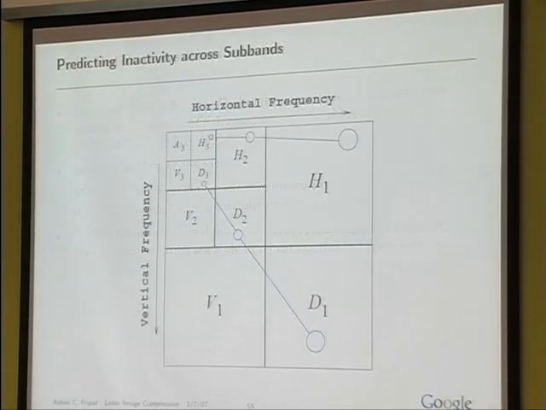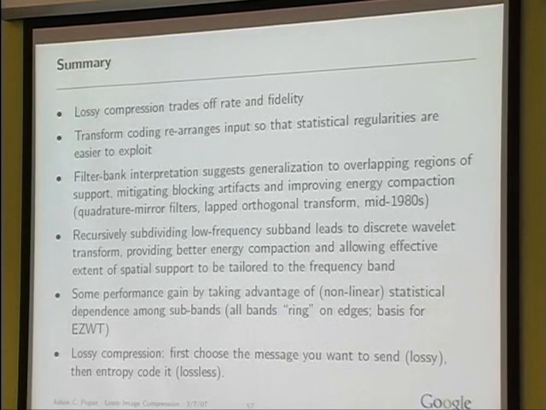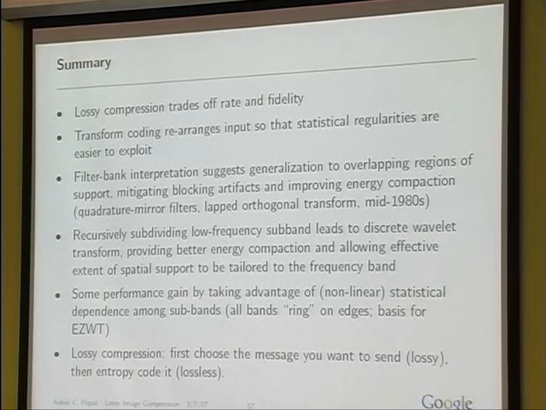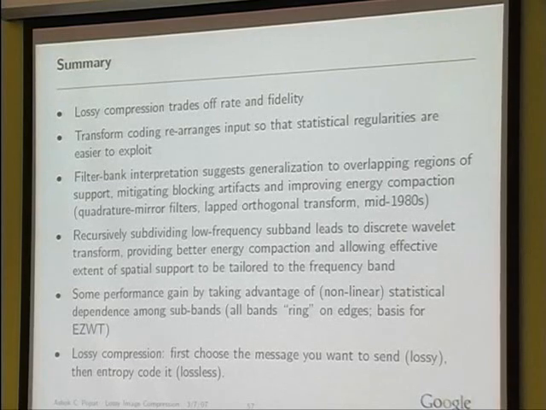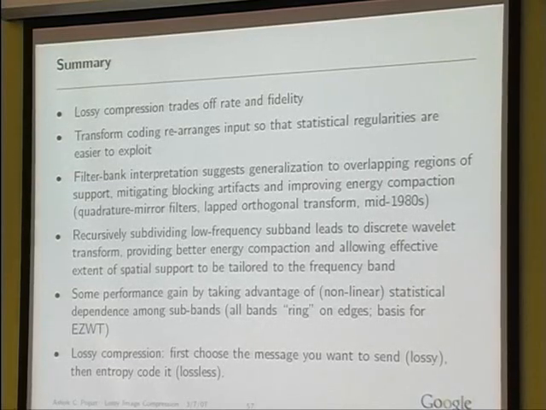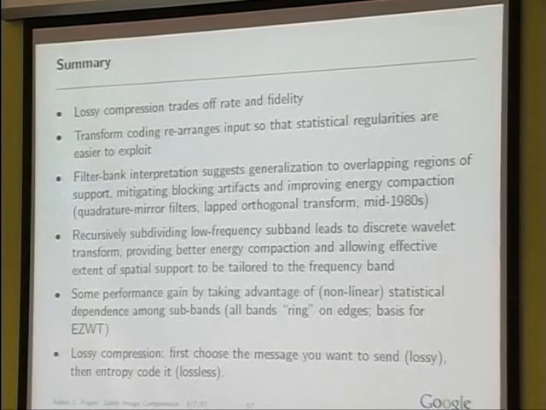So let me just talk about the top bullet. We trade off rate and fidelity. The transform actually rearranges the input to make the regularity more exploitable. And by thinking of the transform in terms of a filter bank, we get some good insights that allow us to get rid of the blocking artifacts. Bit allocation and entropy constraint quantization all work together nicely.